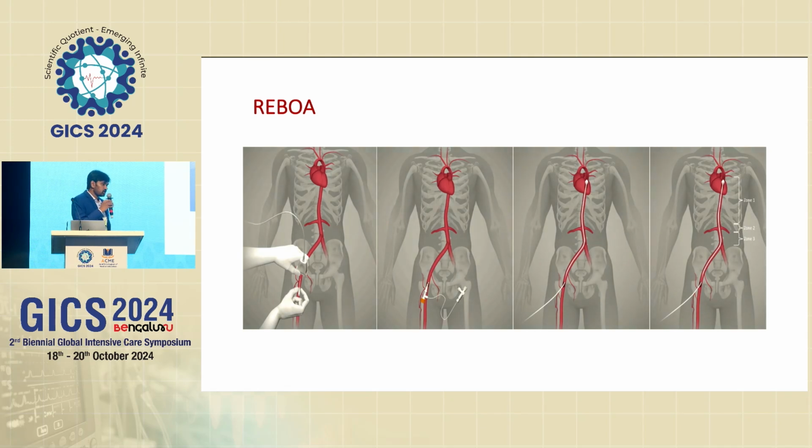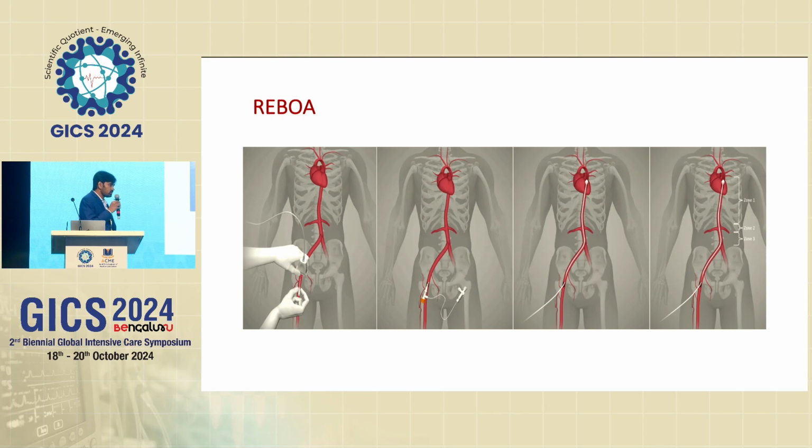And the control of bleeding in trauma, in the current scenario, cannot go away without a discussion on REBOA. What is REBOA? Resuscitative endovascular balloon occlusion of the aorta. It is placed in 3 zones, zone 1, zone 2 and zone 3. What is zone 1? It is between the subclavian artery and the celiac artery. Zone 2 is between the celiac artery and the lowest renal artery. And zone 3 is between the renal artery and the bifurcation of the aorta.